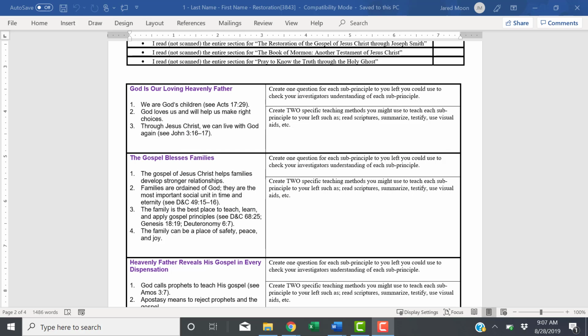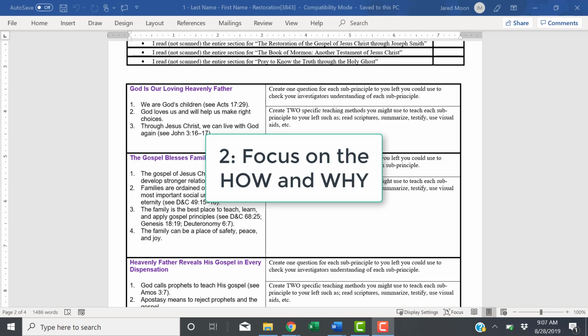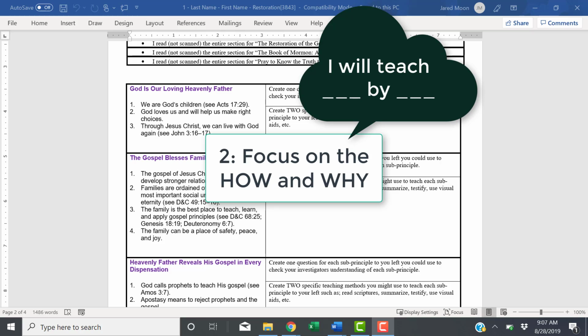Now, when we grade your methods, we use the following criteria. 1. Are there 2 methods per sub-principle? 2. Is the focus on the how and why and not on the what? The left side of these outlines has the what, so we know what you're teaching. We want to see the how and why of your methods. Are you using an object lesson, or a scripture, or sharing a personal experience? An easy way to keep this focus is to say something like, I will teach or explain blank by blank. The first blank is the what. The second is the how. Focus on that second blank.